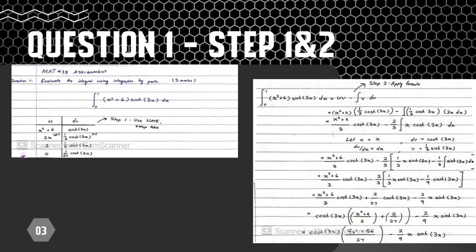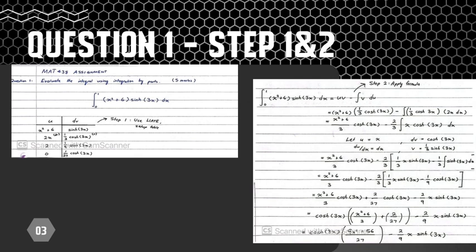For question 1, we have to evaluate the integral using integration by parts. The integral is from 0 to 1 of (x squared plus 6) hyperbolic sine 3x dx. For step 1, you have to use LIATE. LIATE means log, inverse, algebra, trig, and then exponential. This is what we follow to know which one is u and dv, which we will go on to later.